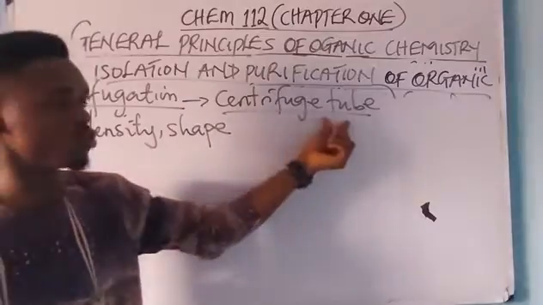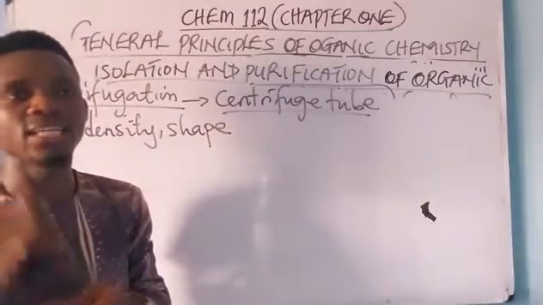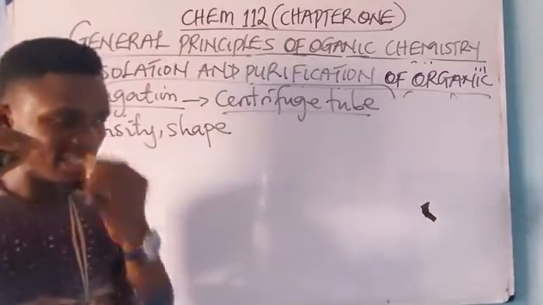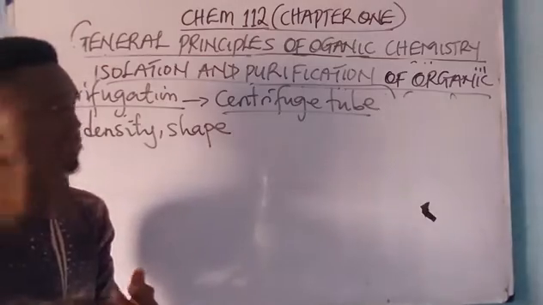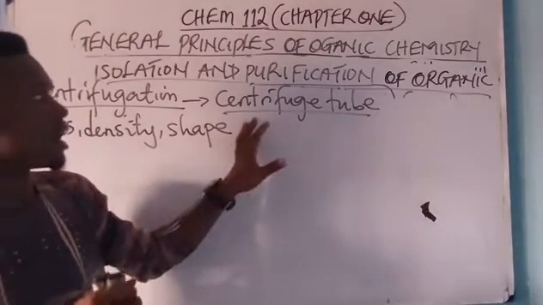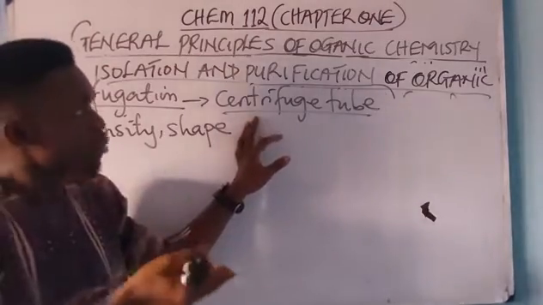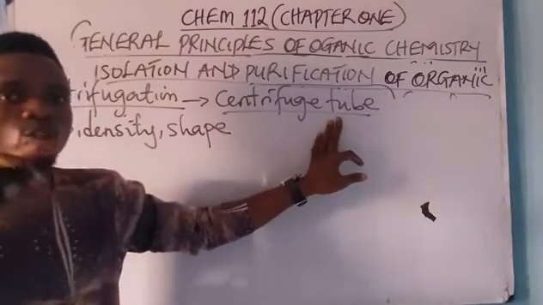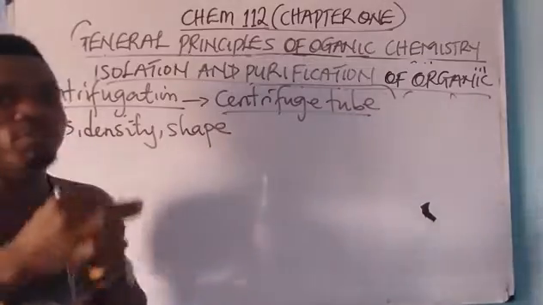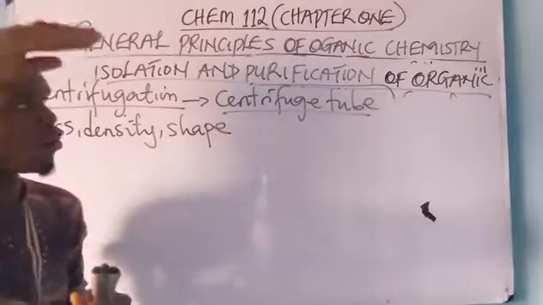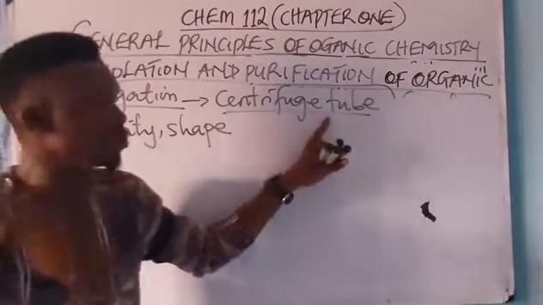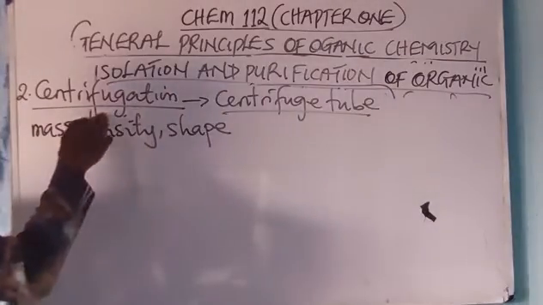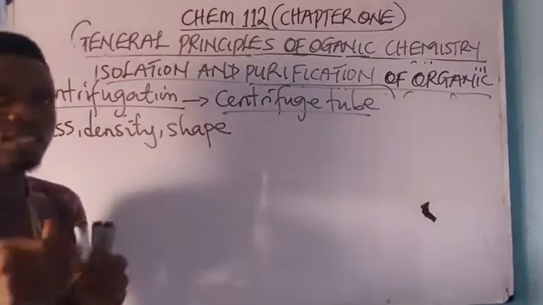The centrifuge tube. Which means that the higher the density, the heavier it becomes. That is, it settles at the bottom of the centrifuge tube. Which means that the one with lower density will be found suspended in the centrifuge tube. Which means that centrifugation is also a good alternative to what?